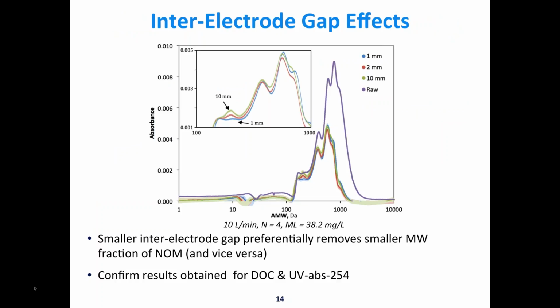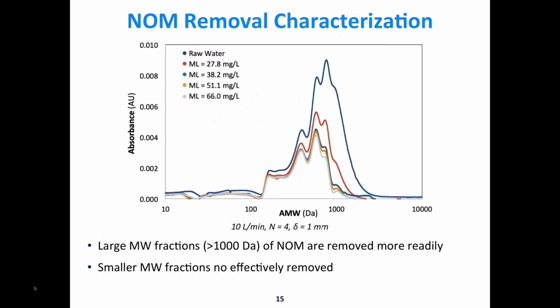To look into this further, we used high-performance size exclusion chromatography, and we saw that smaller inter-electrode gaps preferentially removed smaller molecular weight fractions of NOM. If you look closer to 100 Daltons, you can see that 1 millimeter actually removed the most NOM, whereas closer to 1,000 Daltons, it was actually the poorest performing inter-electrode gap. These results confirmed what we were seeing with respect to DOC and UV absorbance.